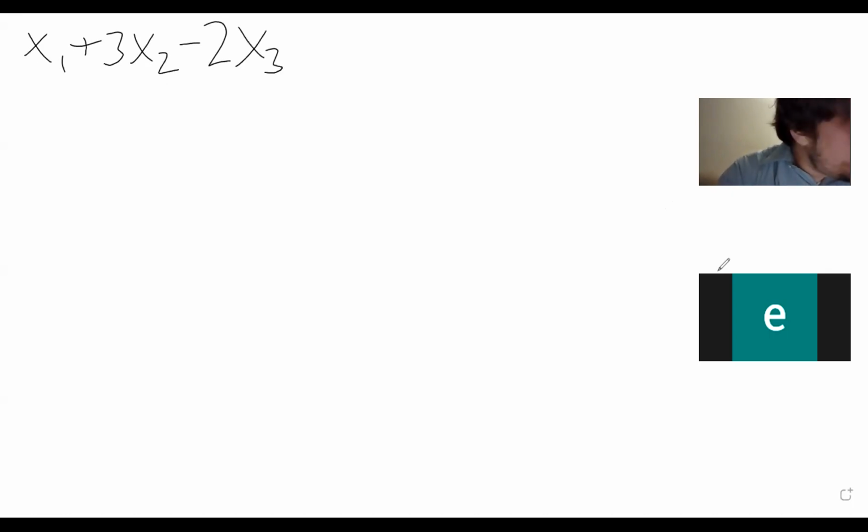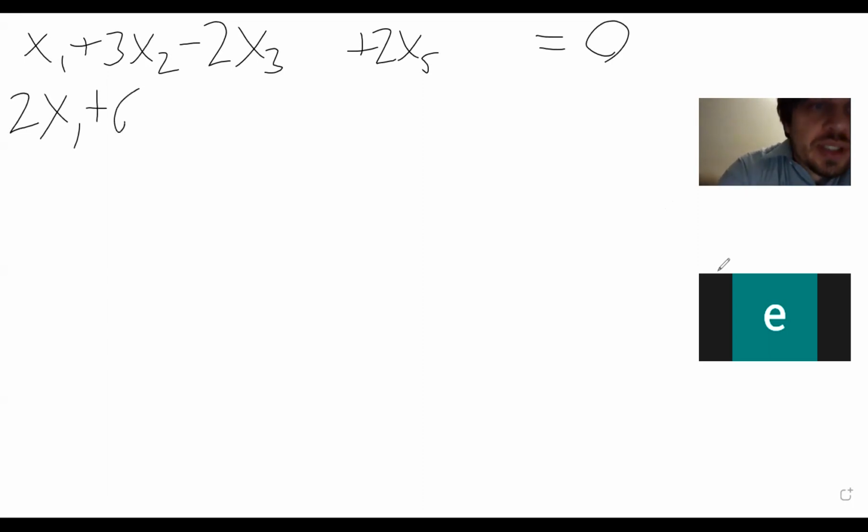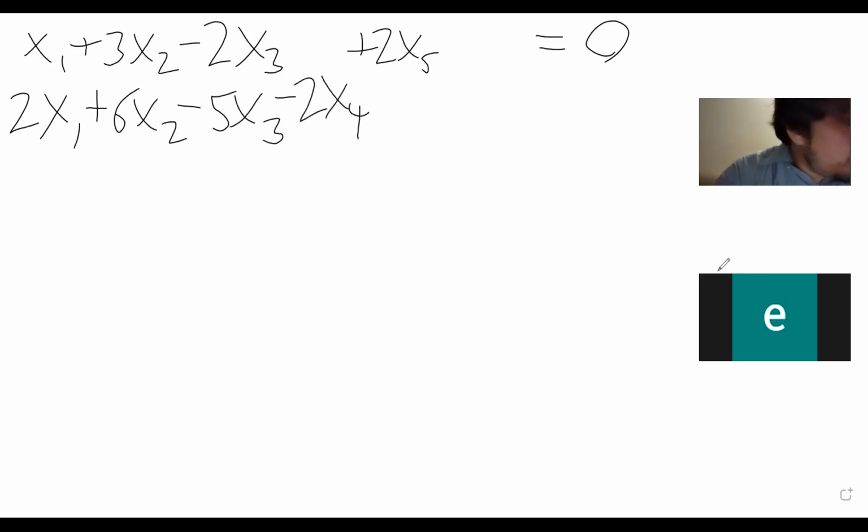So x1 plus 3x2 minus 2x3 plus 2x5 is equal to 0. The other one is 2x1 plus 6x2 minus 5x3 minus 2x4 plus 4x5 minus 3x6 is equal to -1.